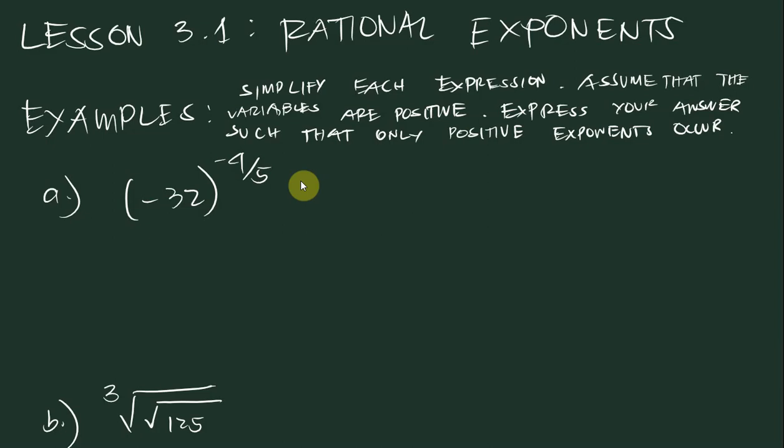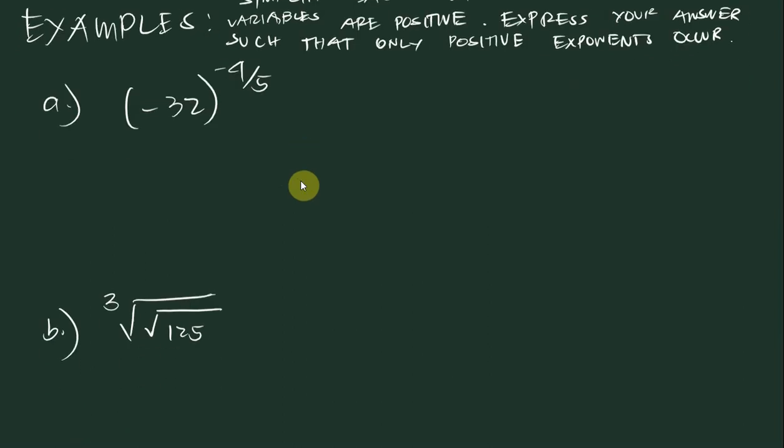Okay, so let us now proceed with more examples of rational exponents. For the first set of examples, the instruction is to simplify each expression, then assume that the variables are positive. That means the x variables are positive. And then express your answer such that only positive exponents occur. Okay, so let's start with the first one.